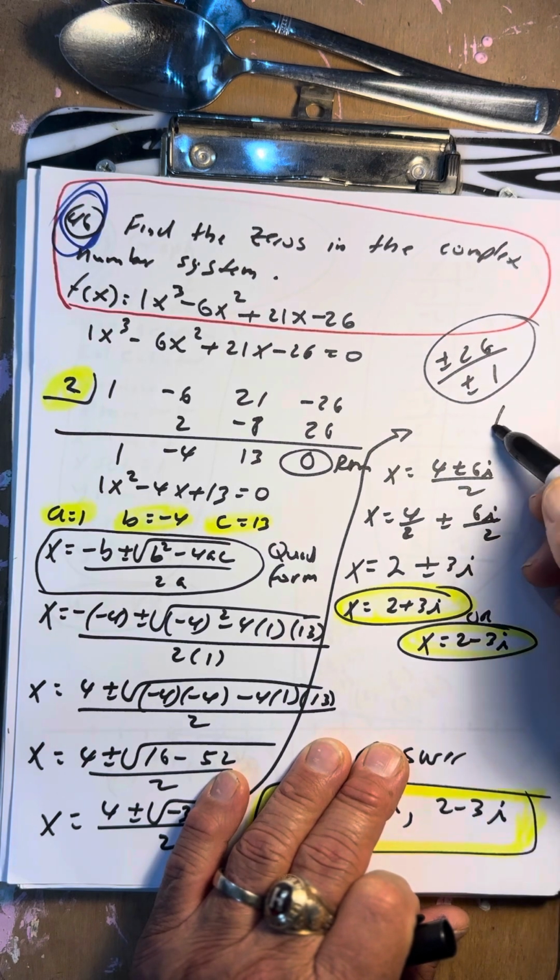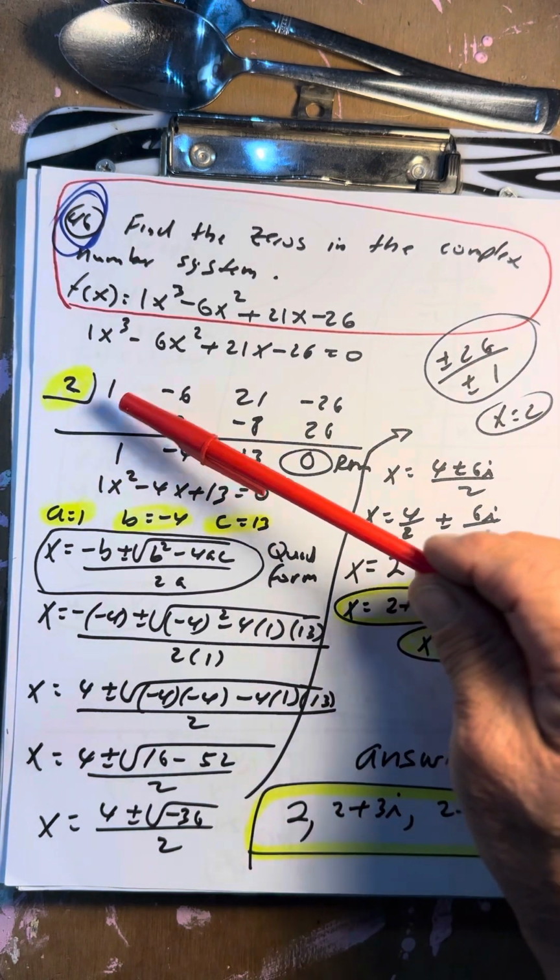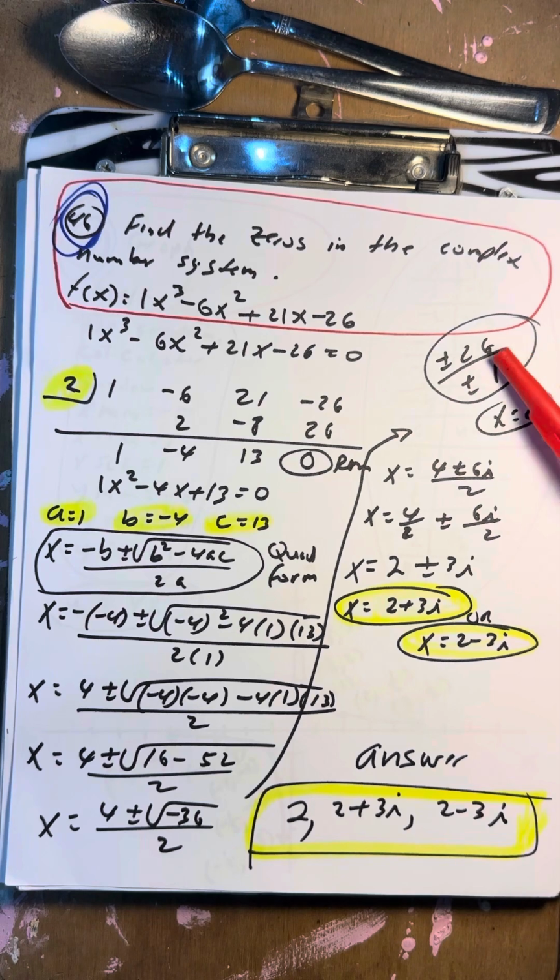But I'm going to try x equals 2, just because I think that will work. Hopefully. Put a 2 in there. Look at all the possible combinations of that. You'll get all these numbers.